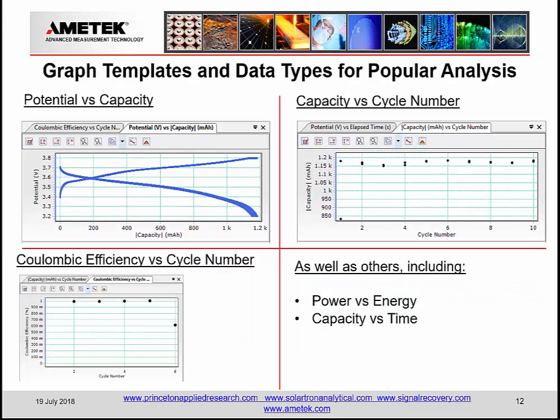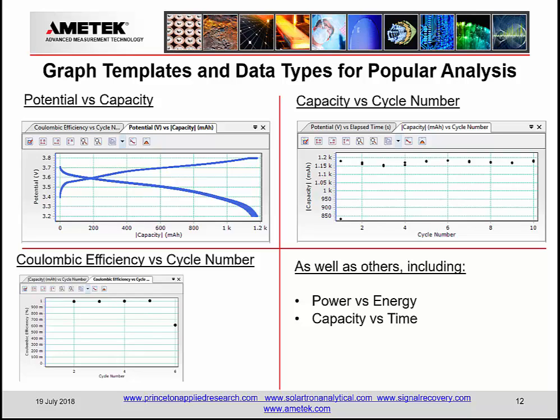So here's a couple of these live graph types we can see streaming in VersaStudio. Top left is a potential versus capacity graph, and what this does is it shows charge and discharge steps overlaid on several cycles. You can see on the discharge step that it starts off by giving you closer to 1100 milliamp hours, and then as the battery cycles, it starts to fade. That's the capacity fade. That's really what you're seeing there, the capacity giving you slightly less and slightly less on every discharge step.